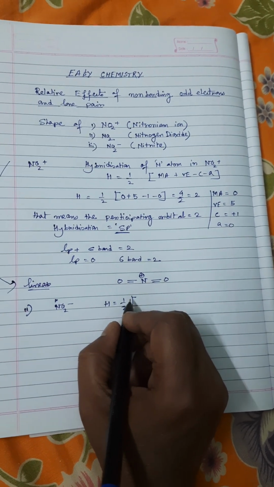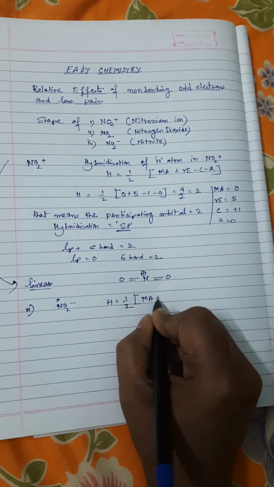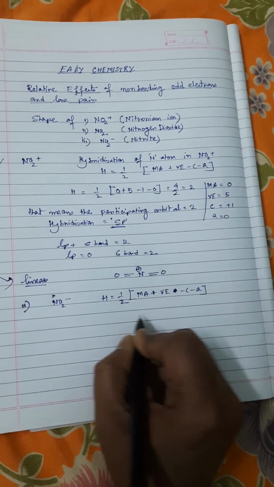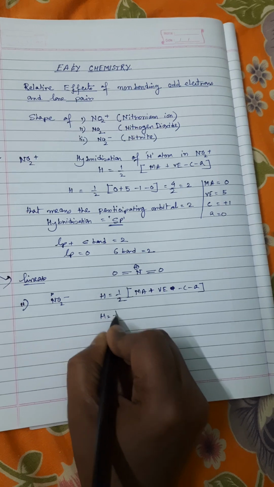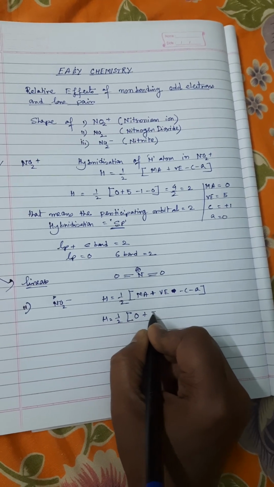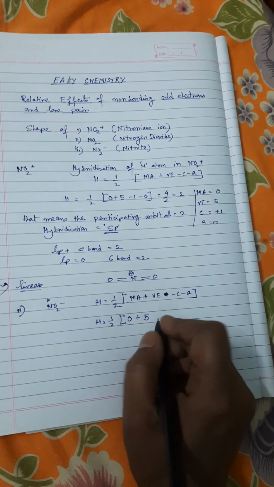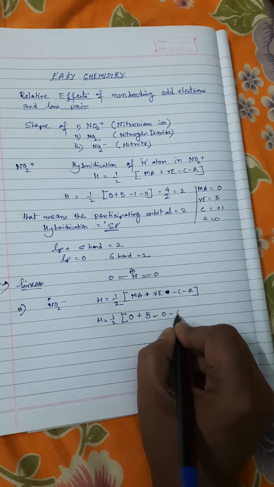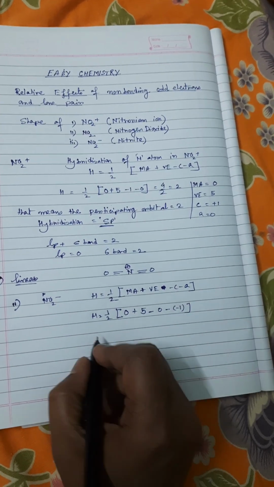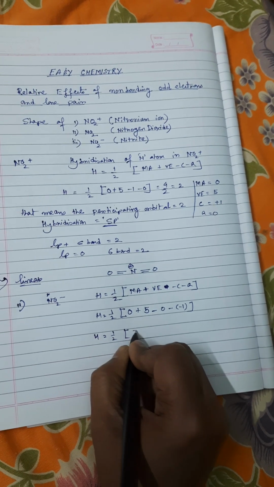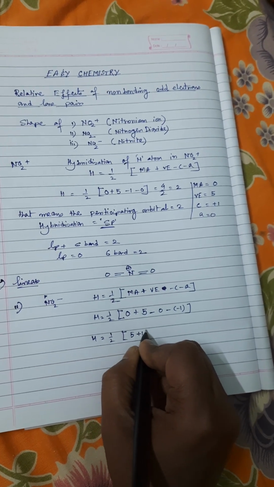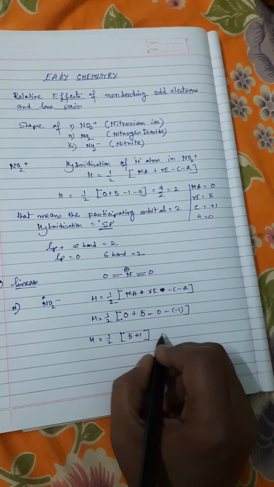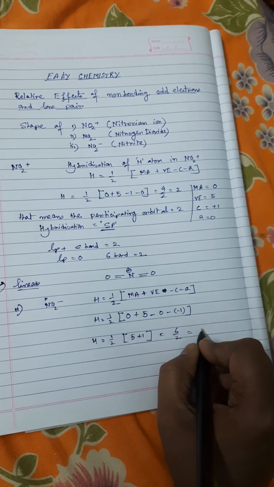H equals half of Ma plus Be minus C minus A. In that case, there is no monovalent atom, so it is 0. The number of valence electrons equals 5. Here it is an anion, so the cation charge should be 0, and the anion charge is minus 1. So it gives 5 plus 1, that means 6 by 2, that is 3.